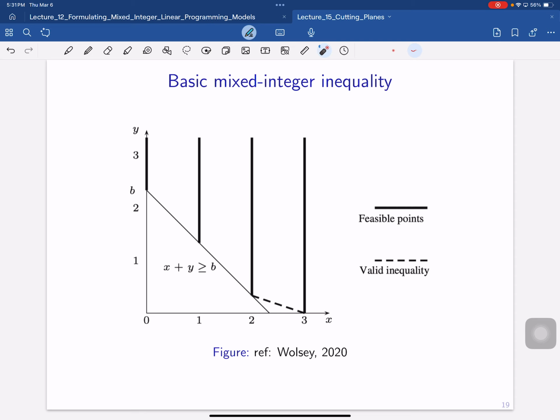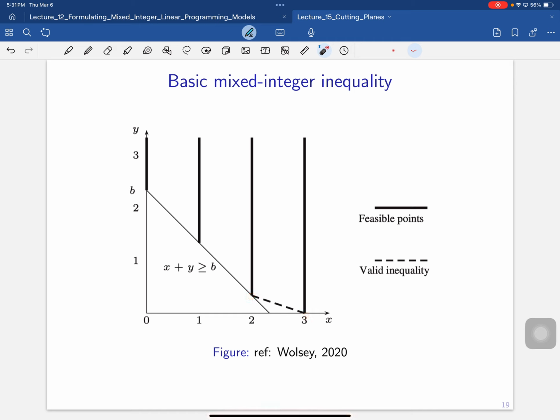So if you solve an optimization problem and use the original inequality, you may hit this point where the integrality constraint is not satisfied. After adding this inequality in dashed line here, you see now all the extreme points satisfy the integrality constraints.